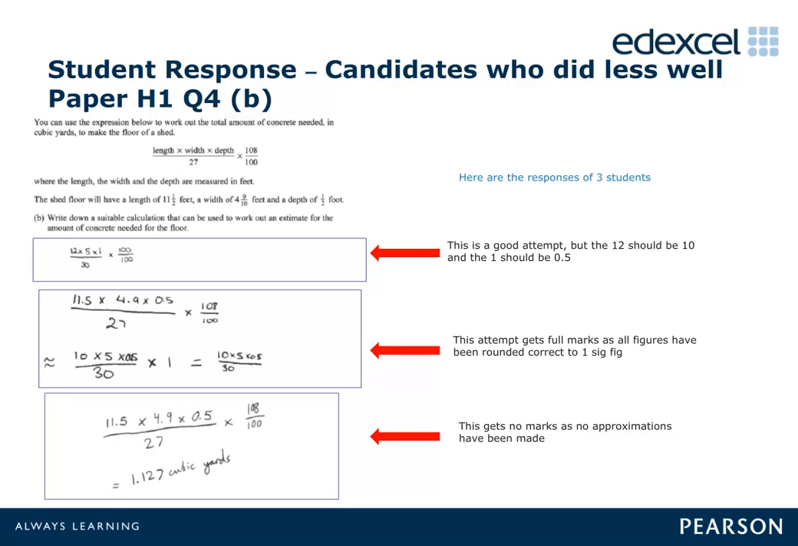Here are the responses of 3 students which illustrate the first point. The response in the uppermost box is a good attempt, but the 12 should be 10 and the 1 should be 0.5. The response in the middle box gets full marks for the figures on the left. It's good to see the proper use of the approximately equals sign. The final response gains no marks, as it is just a fully accurate calculation.